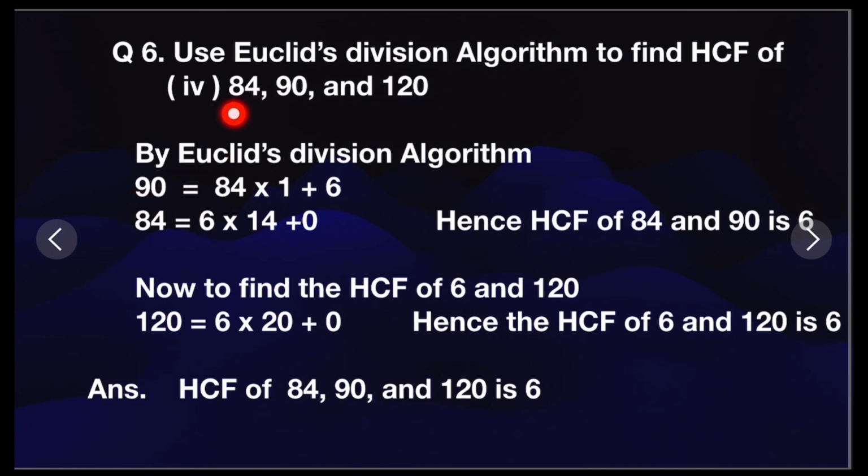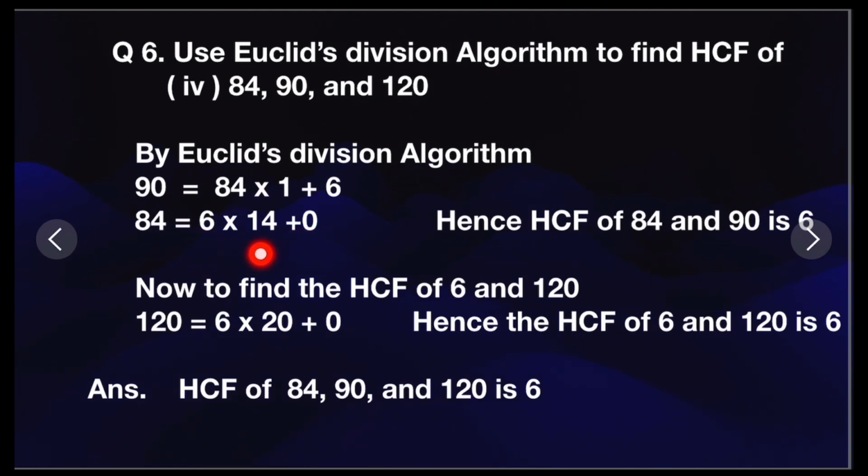Okay, let's take 84 and 90. 90 is bigger, so 90 is A. 90 is equal to 84 into 1 plus 6. Okay, so again take 84 as A and 6 as the divisor B. Do the division, you will get quotient 14 and remainder 0. So here the HCF will be 6.